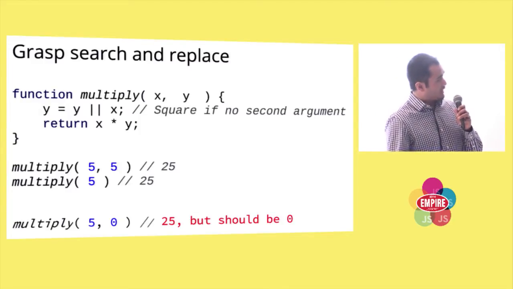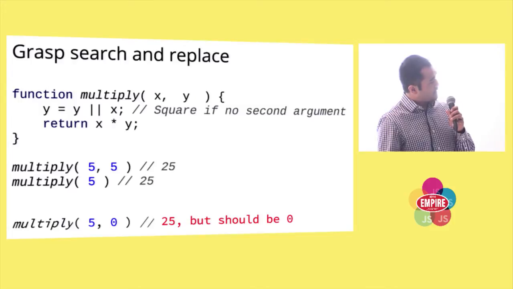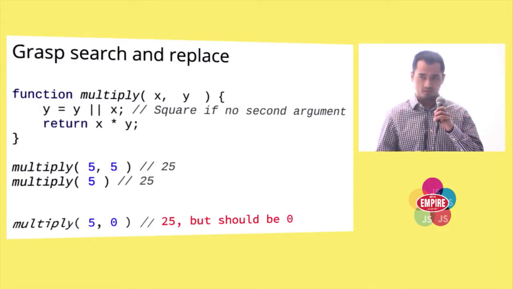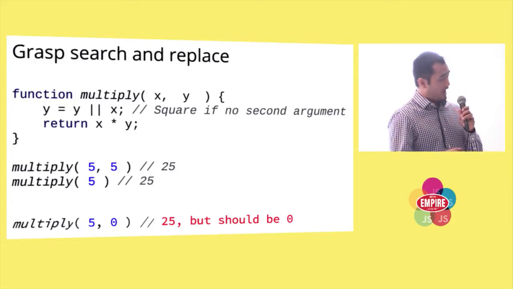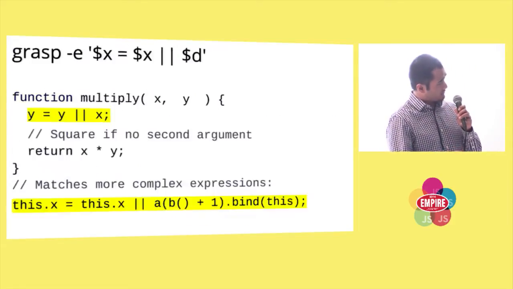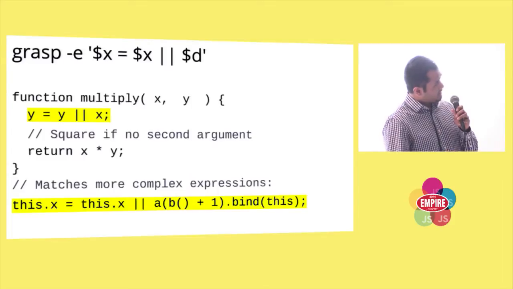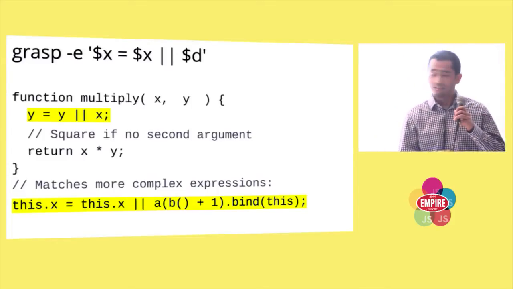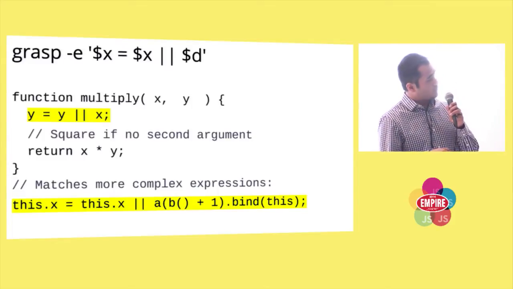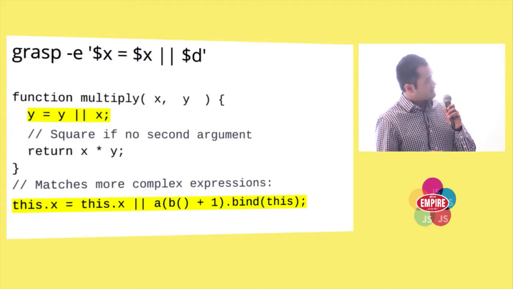So let's say I have a library where I suspect I'm using these kinds of default assignment in multiple places. So how would I use grasp to find those? Here at the top, that's what the query language would look like. I'm trying to grab all instances where I have an expression that has a default value assignment like this. And if you run this, you find this exact instance we had.